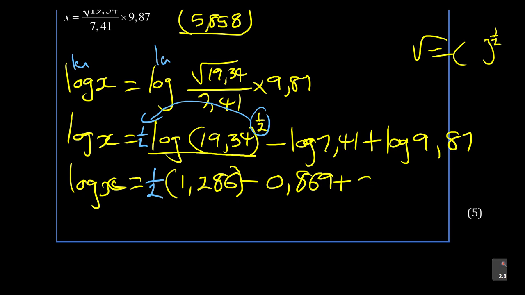9.87 is 0.994. You see now, we have back to the numbers. Then you continue on your side here. Log x is equal to, now punch me this, what you see on the calculator. Say 1 over 2 bracket, say 1.286, close the bracket.